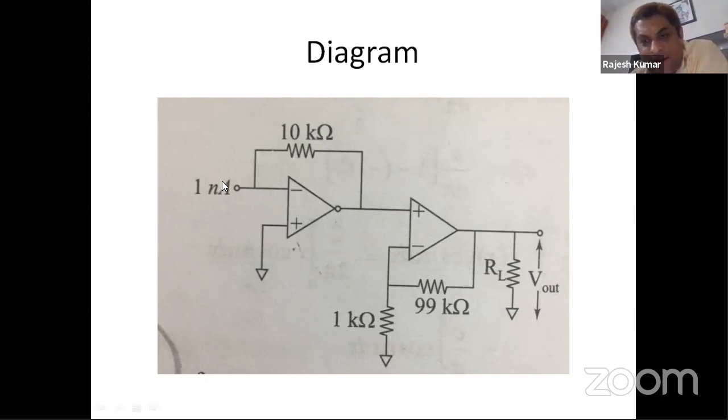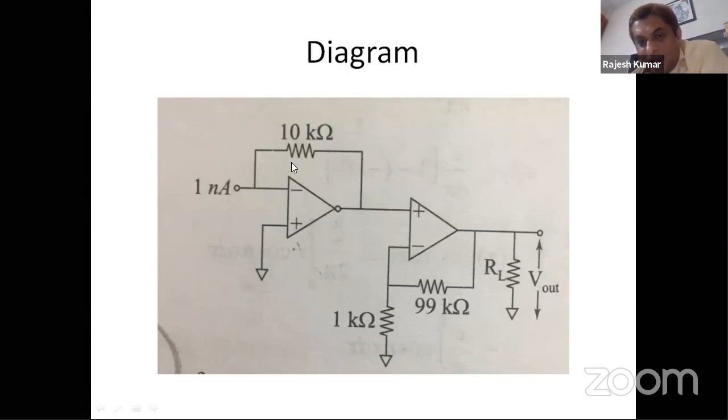You can see that there are two op amps. One op amp is this, one op amp is this. You have to deal with both op amps differently, separately. The output of this first op amp, first stage, will be the input for this second stage. And also keep in mind that in the first op amp, the input is connected to the inverting terminal, whereas in the second op amp, the input is connected to the non-inverting terminal.